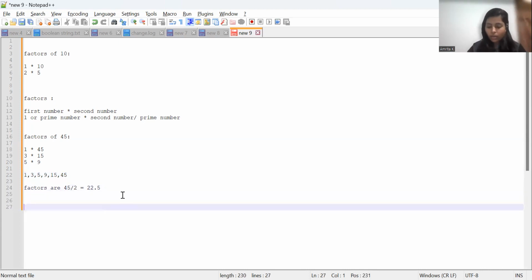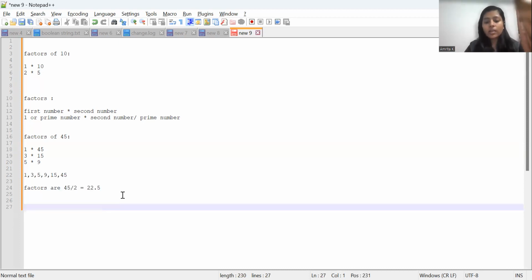Now, what are factor pairs? So we saw in this exercise that we are multiplying a number with another. That is 1 into 45, 3 into 15, 5 into 9. What are these sets? These are called factor pairs. Two numbers that we multiply together to get a certain product are called factor pairs.